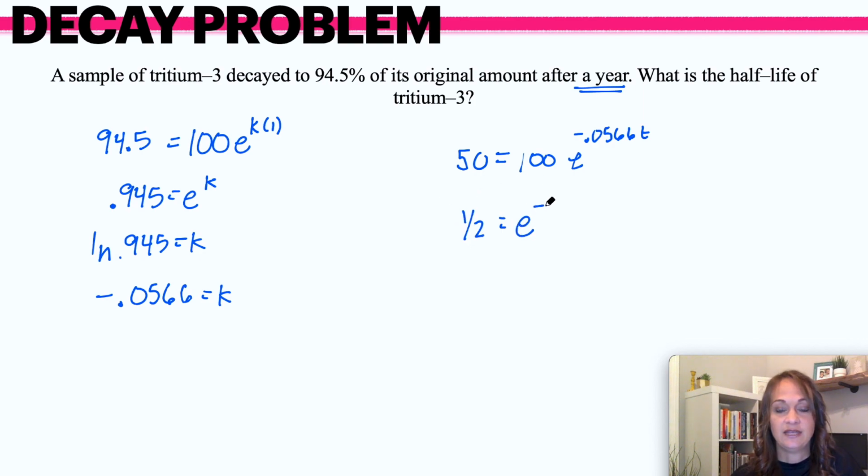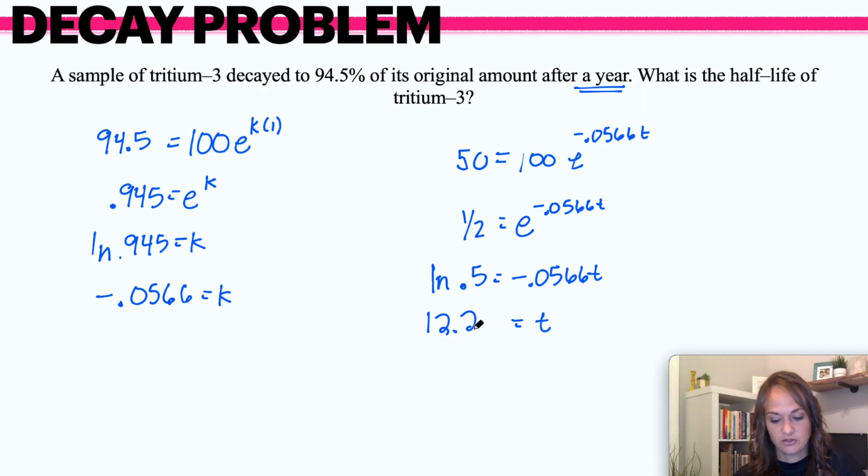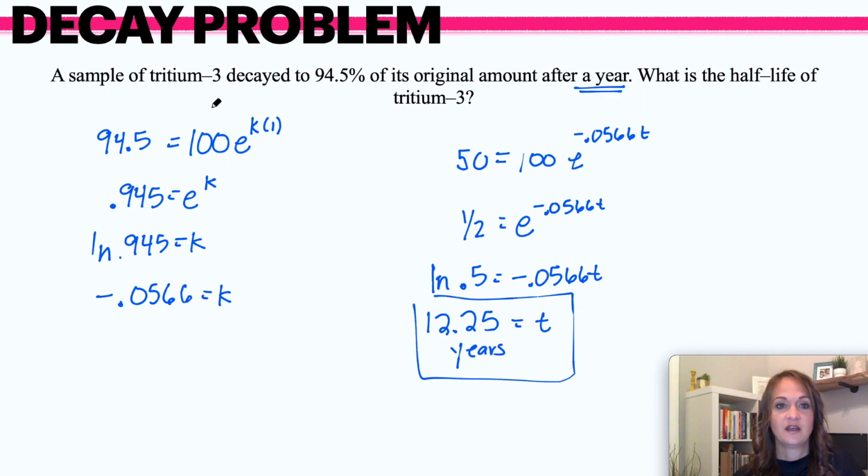And that gives you e to the negative 0.0566t. So to get rid of e, we're going to take the natural log, 1/2, I just do 0.5 to make it easier. When we divide, we will get 12.25, and in this case, it's in years. So therefore, the half-life of this sample is 12.25 years.